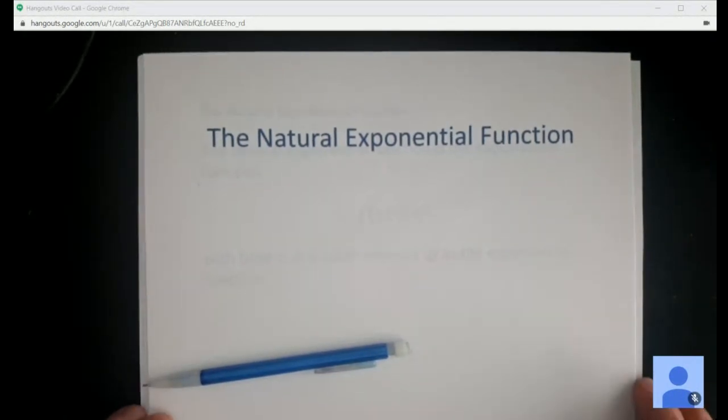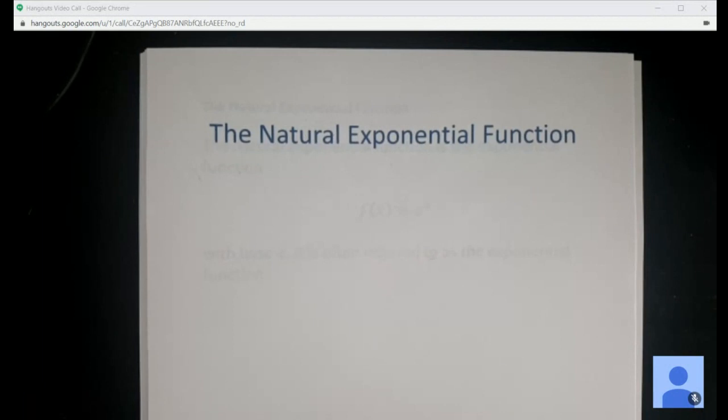All right. So we're going to finish up the natural exponential function section. We've got one more example to do there and another formula to look at. And then after that, we'll move on to the next section.